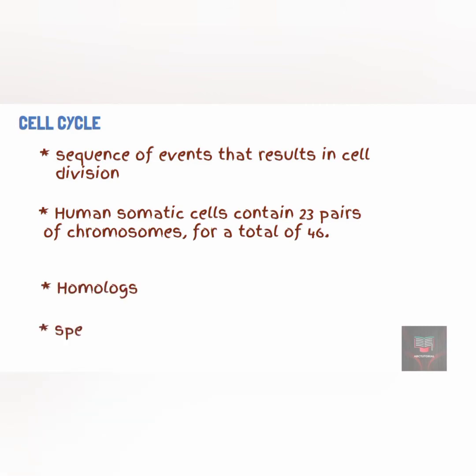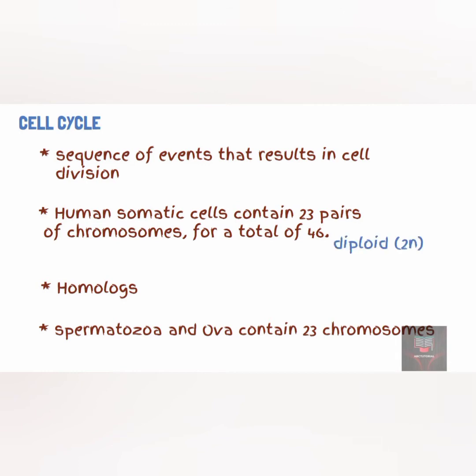However, spermatozoa and ova contain 23 chromosomes each. The 46 chromosomes are referred to as the diploid number of chromosomes, 2n, while gametes are said to have the haploid number of chromosomes, n. The cell cycle can be broadly divided into the interphase and the cell division stage called mitosis. The interphase is a state of high metabolic activity.